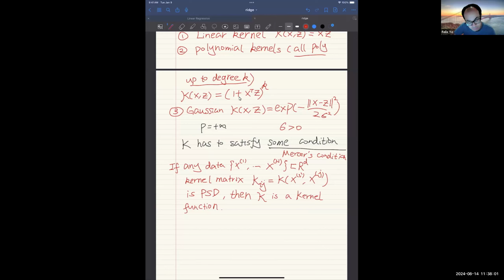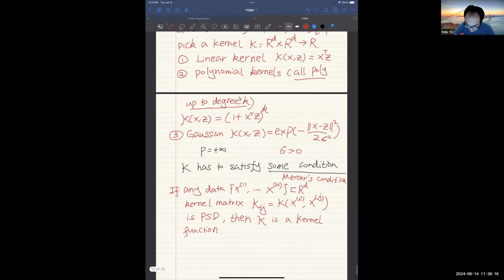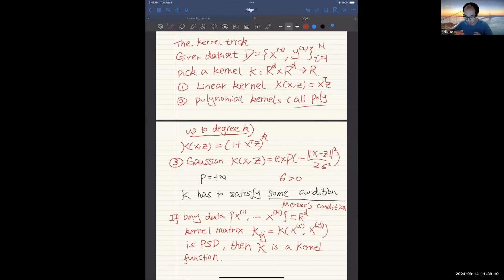This is very important. That means for the kernel matrix, this matrix has to be positive semi-definite. If it is not positive semi-definite, this is not a kernel function. So we cannot choose arbitrary functions from R^d times R^d into R. You have to choose specific kernels with specific properties, to ensure that if we plug in x_i and x_j, this whole matrix is always positive semi-definite.